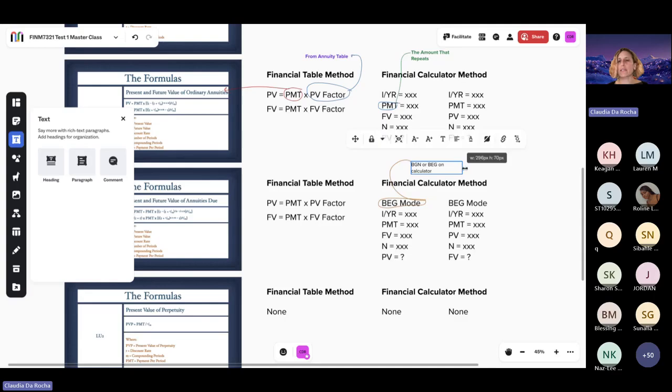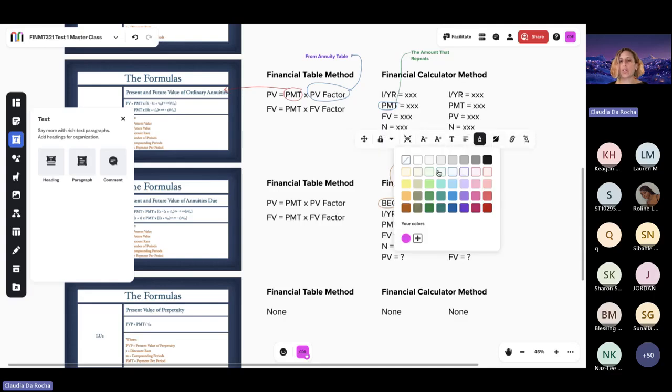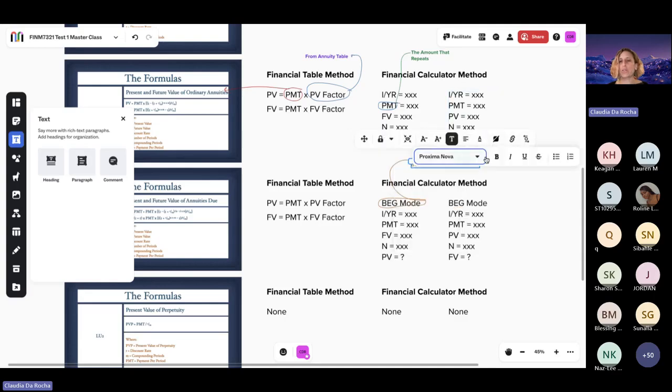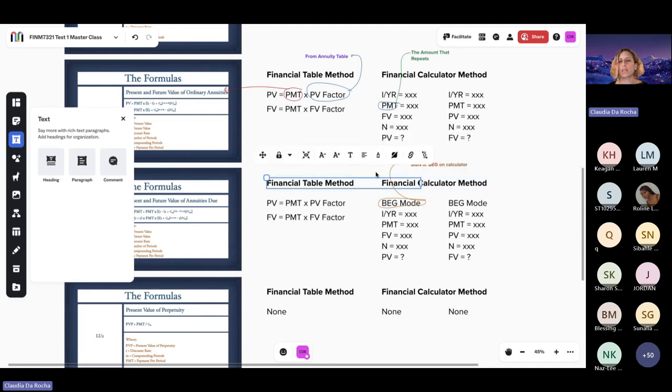If your calculator doesn't say that, then you're not going to get the answer right no matter what you do. Everything else can be right, as in the values you punch in, but if it's not in beginning mode, it's going to be wrong. So that really is the only difference. With our financial table, it's really just about which factor we use.